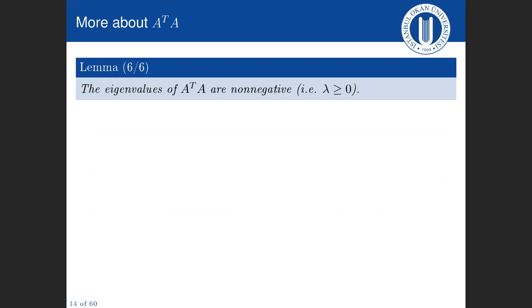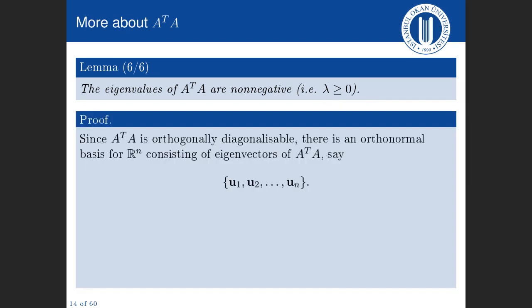And the final lemma, number six. The eigenvalues of A transpose A are non-negative. In other words, every eigenvalue of A transpose A satisfies that the eigenvalue is greater than or equal to zero. This is going to be an important idea for today. Let's prove this.